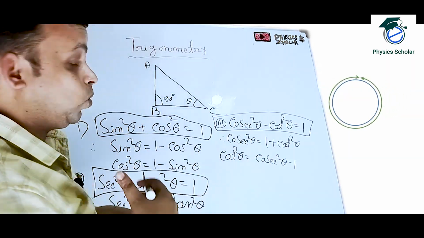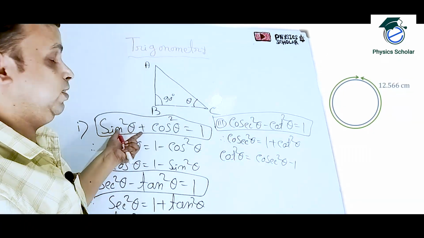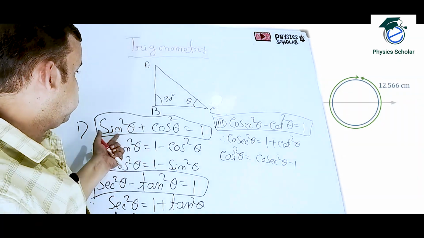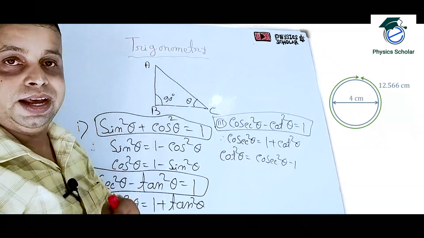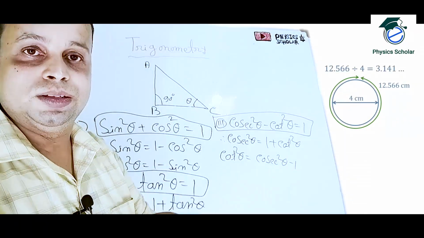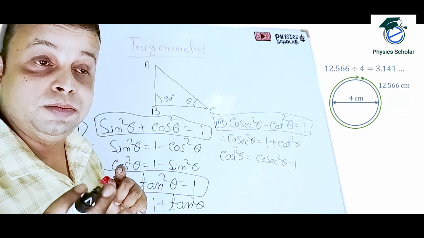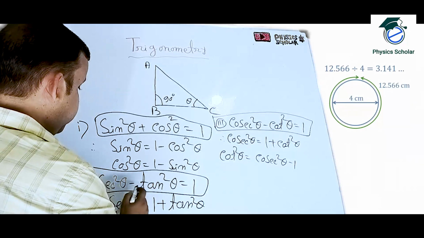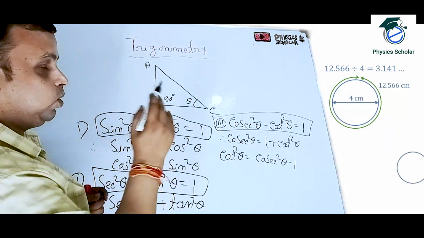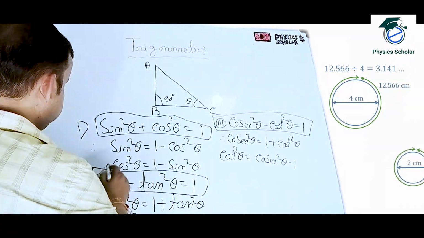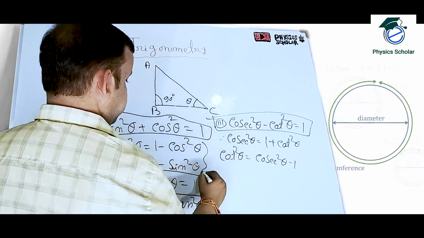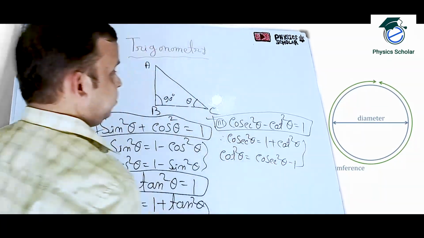Note that it is not only sin, it is the square. So how are the squares of the trigonometric functions related? Sin and cos: sin square theta plus cos square theta is equal to 1. That we have to remember. Sec and tan: sec square theta minus tan square theta is equal to 1. If you remember these, we can easily find out the rest.